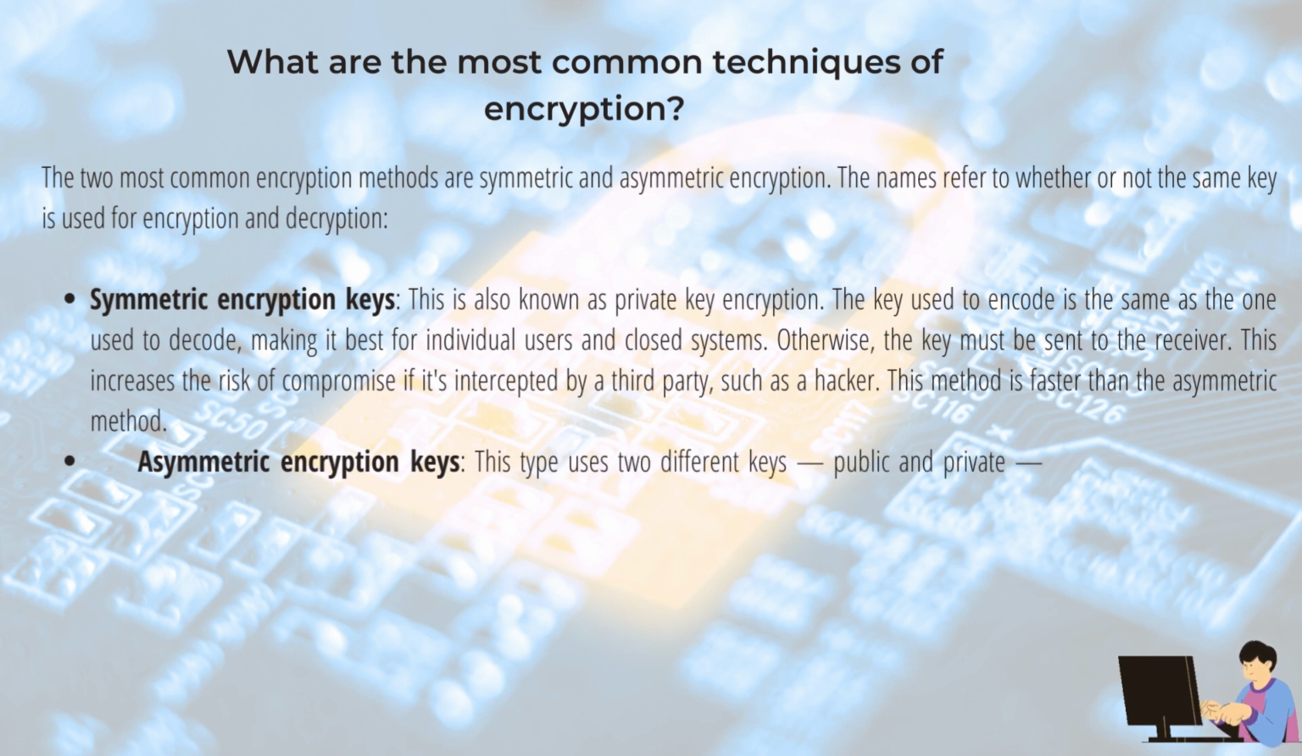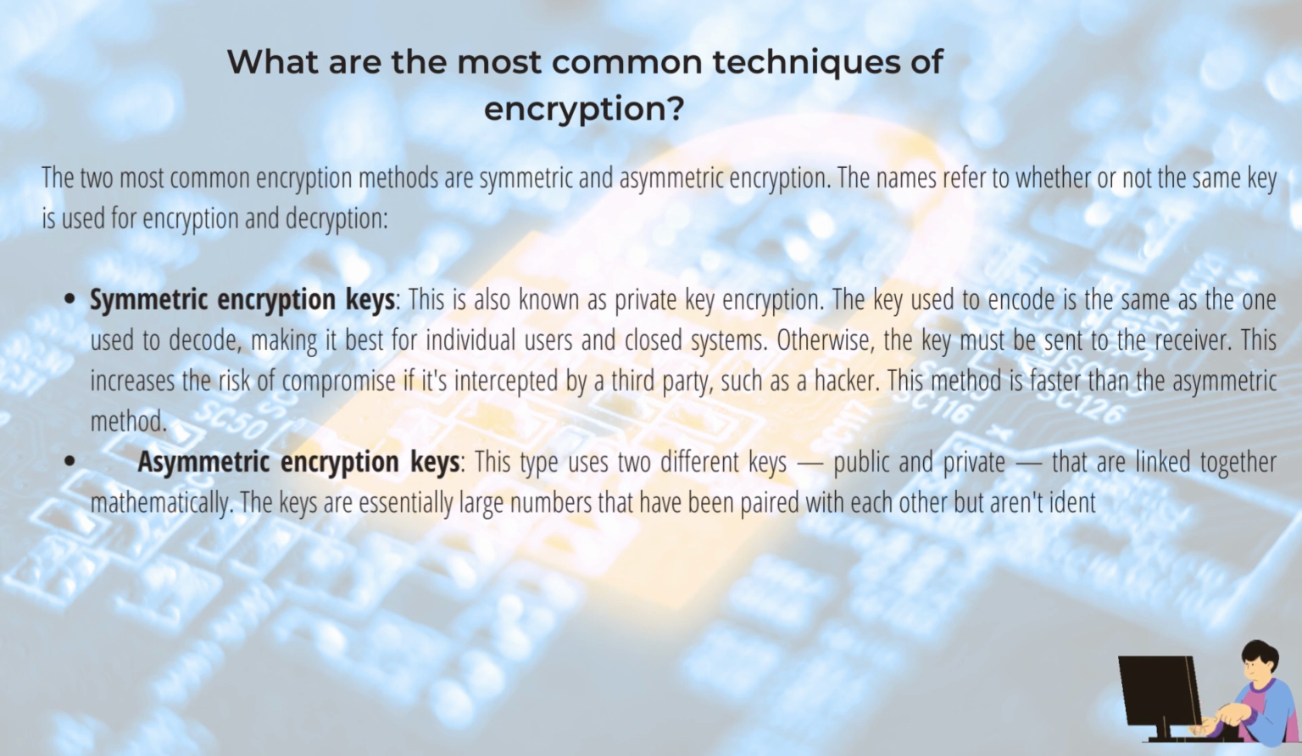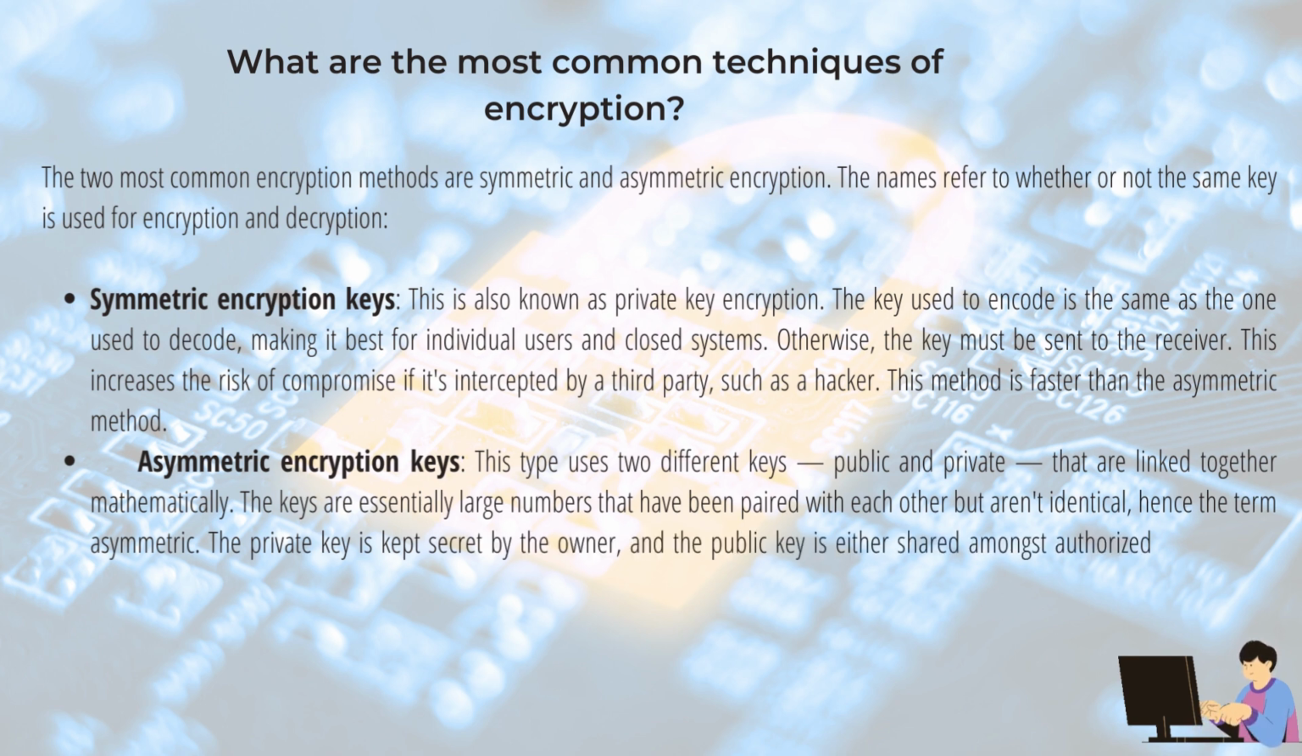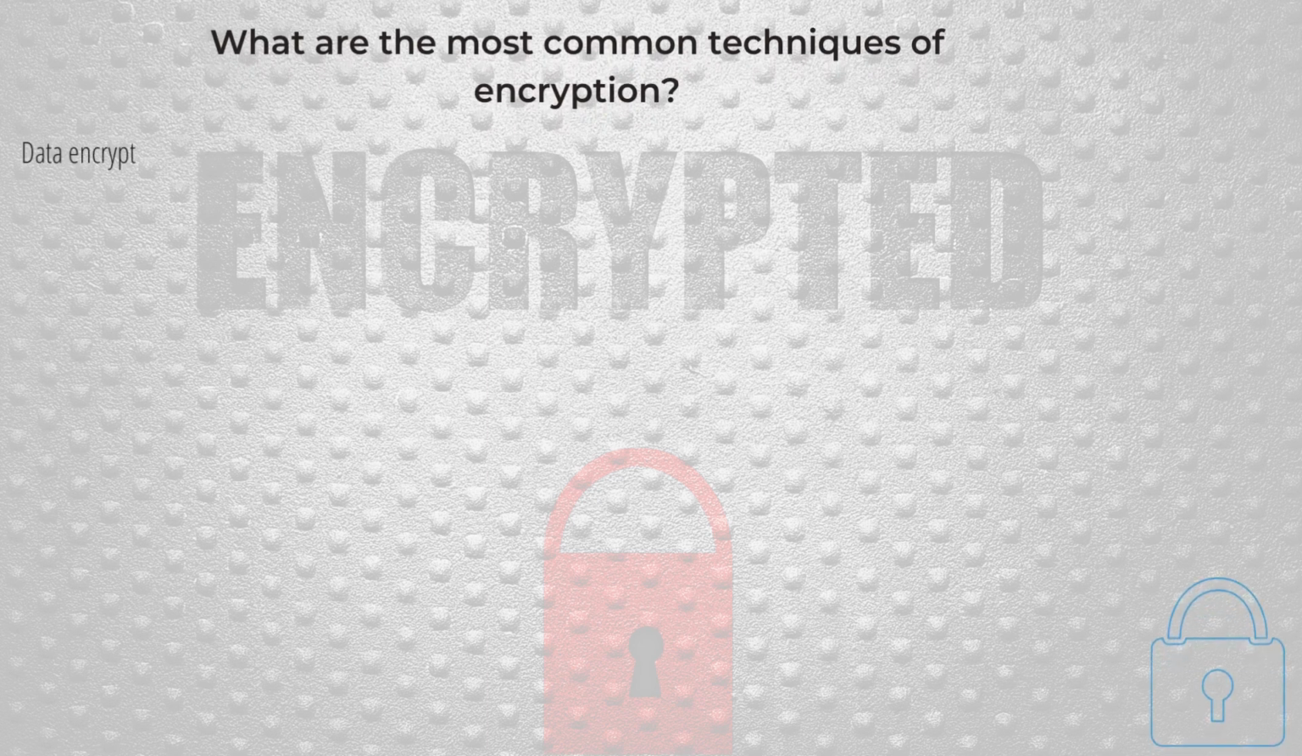Asymmetric encryption keys. This type uses two different keys, public and private, that are linked together mathematically. The keys are essentially large numbers that have been paired with each other, but aren't identical, hence the term asymmetric. The private key is kept secret by the owner, and the public key is either shared amongst authorized recipients or made available to the public at large. Data encrypted with the recipient's public key can only be decrypted with the corresponding private key.